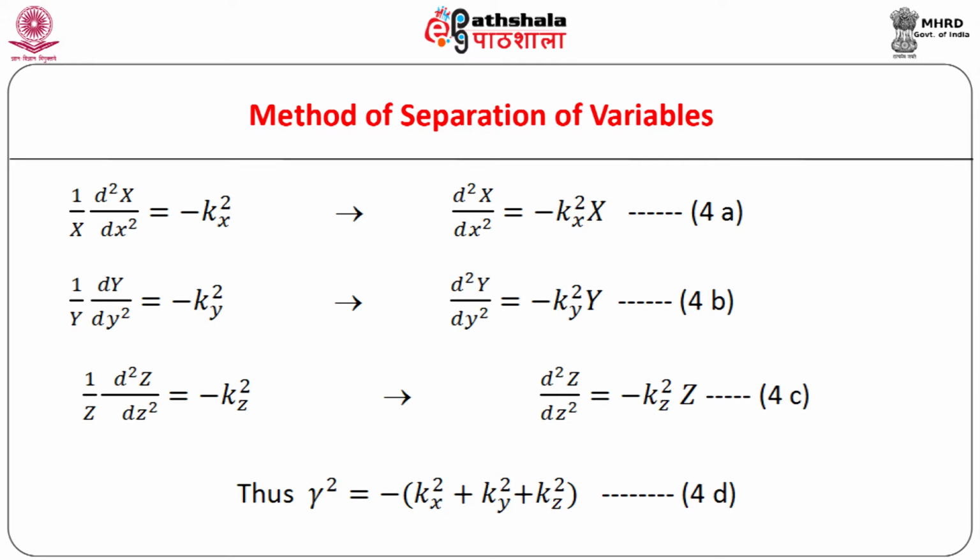Thus, gamma squared can be written as minus the sum of kx square, ky square and kz square. Note that kx square, ky square and kz square are taken negative, so that gamma squared is negative and gamma is imaginary, which keeps the possibility of propagation of the wave open.